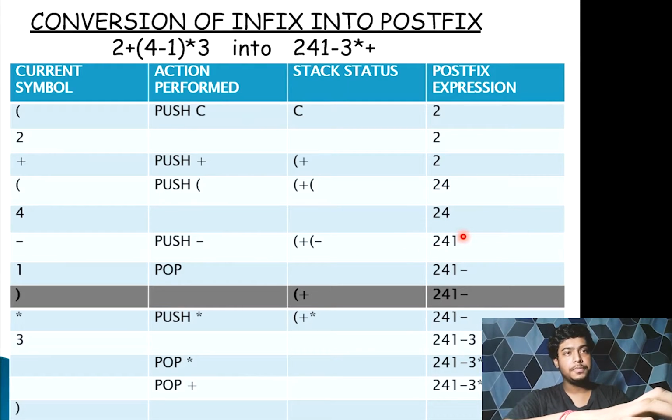The next thing we need to do is pop out this minus symbol and throw it here. So we do this operation, and the minus symbol pops out from the stack, which is initially present here, and goes to this position, and this becomes 2, 4, 1, minus. Next we push in the closing brace, then the multiplication symbol, and then the number 3. After doing this, we have our postfix expression as 2, 4, 1, minus, 3.